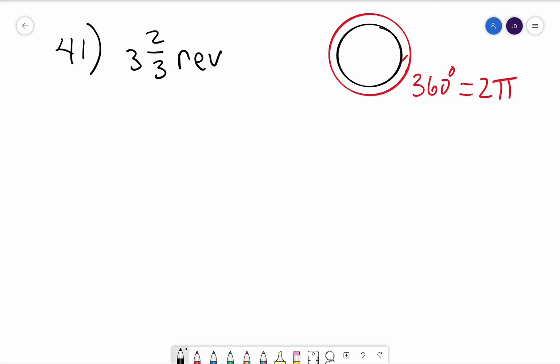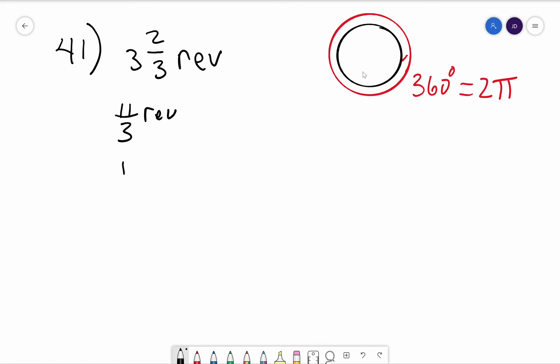All right, so we're going to change this from a mixed number into an improper fraction. So this is going to end up being 11/3 revolutions. Well, class, we just said one revolution is 360 or it's 2 pi. And they want us to go to degree measure here.